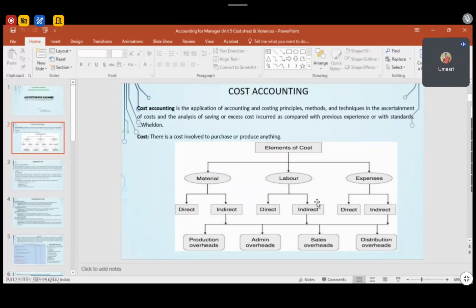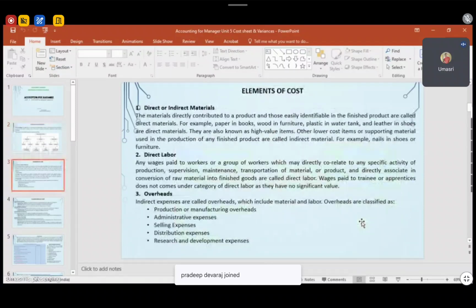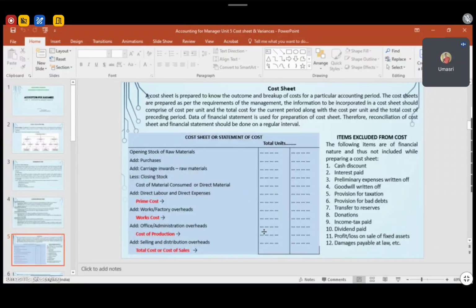Sales overheads: salesman commission, advertisement, sales related activity. Any expenditure on these comes under sales overheads. Distribution overheads: warehouse rent, carriage outwards, display expenditure. These come under distribution overheads, right? Selling and distribution you can club into one. See here, I have explained what expenditures come under these heads. You go through that.